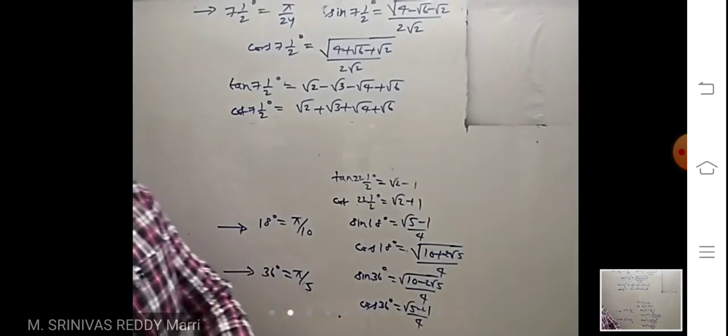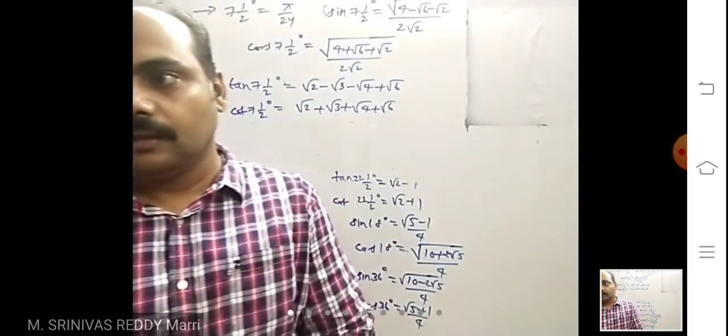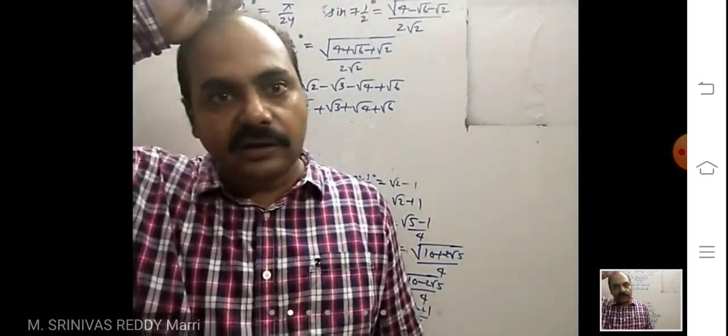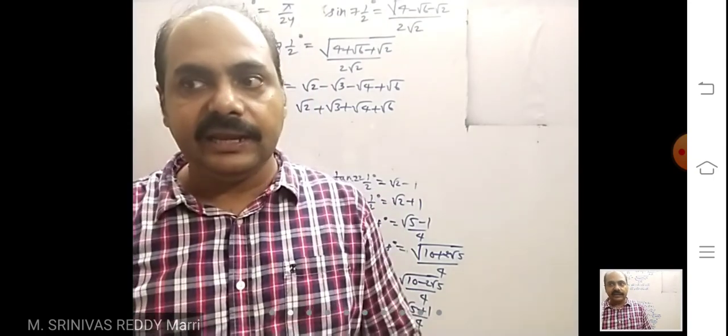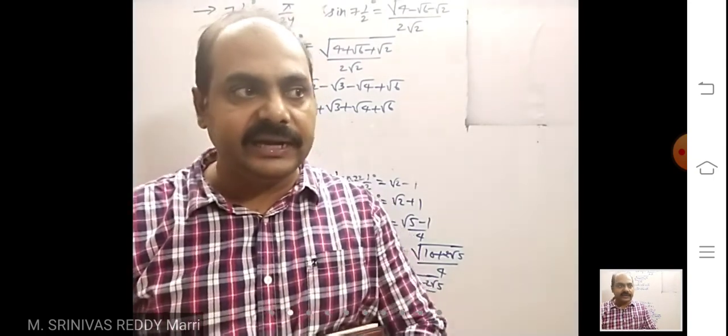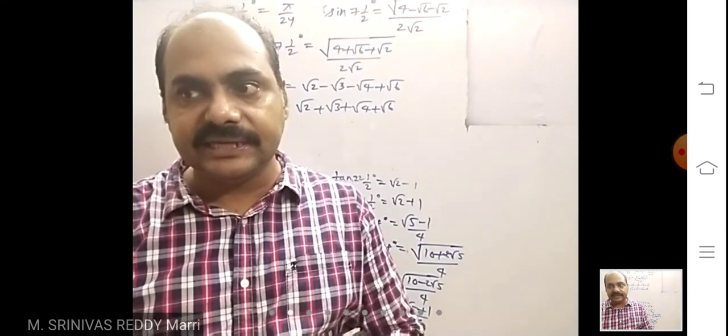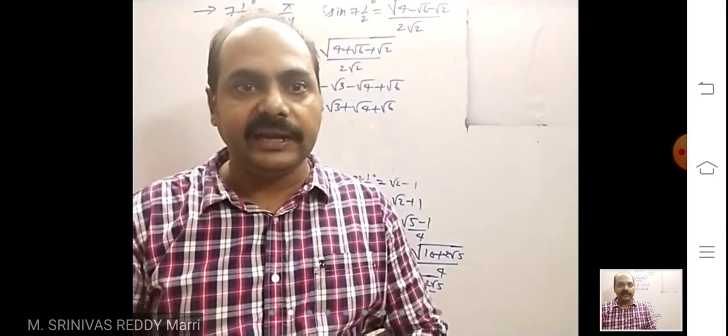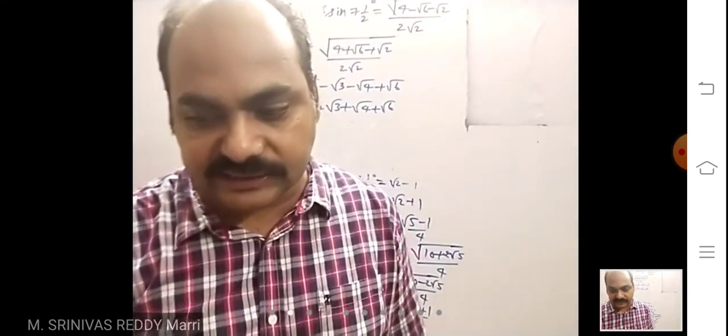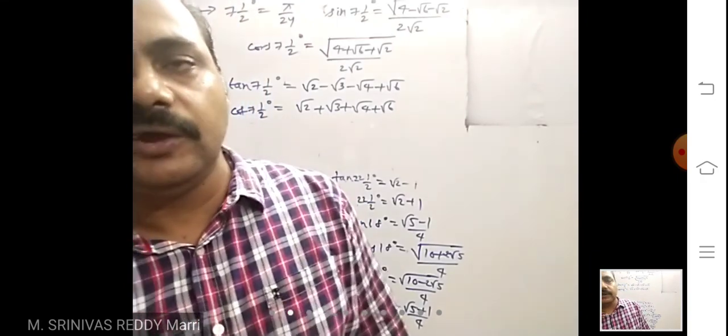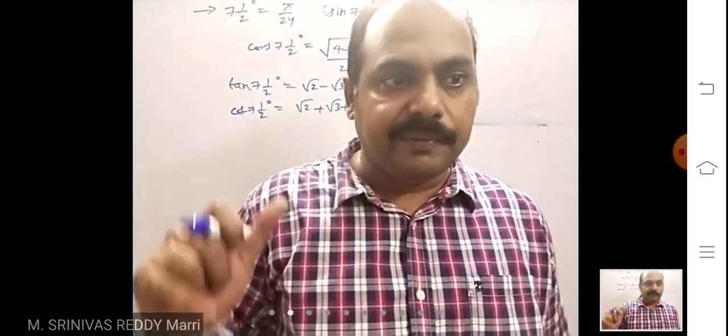Now these values are added into your list. Yesterday I told 15 degree. Now 22.5 degree, 18 degree, 36 degree and 7.5 degree are added to your list. Whenever these values come, you have to substitute them in the problems.